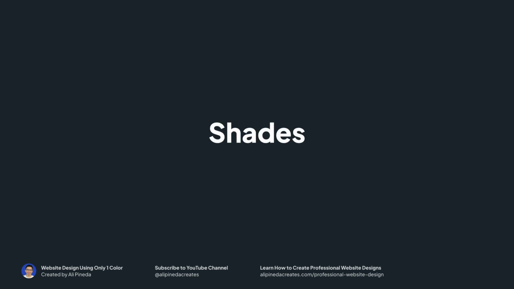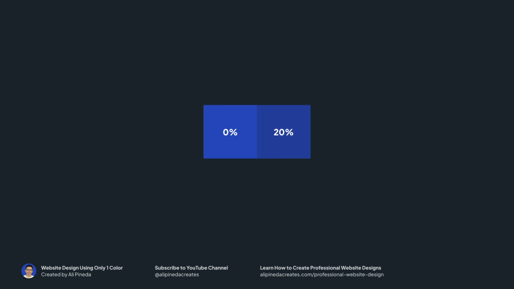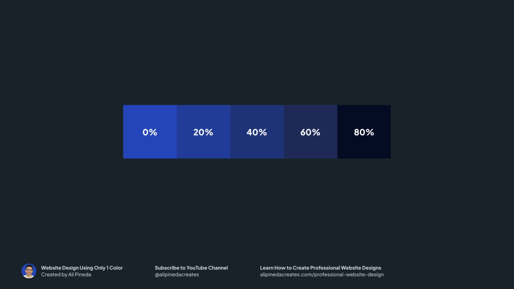Now let's talk about shades. To create a shade, we need to combine our chosen color with the color black. Here is our chosen color with 0% black added. Next, we have our chosen color with 20% black added. You will immediately start to notice the black being added to our chosen color. Next, we have 40% black added, 60% black added, and 80% black added. We are now done creating our shades.